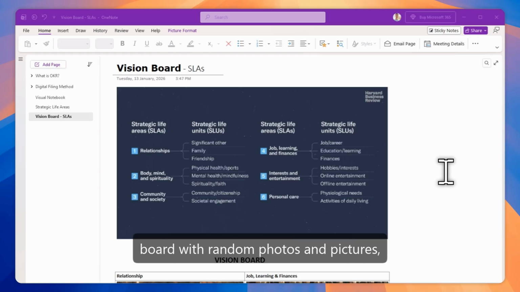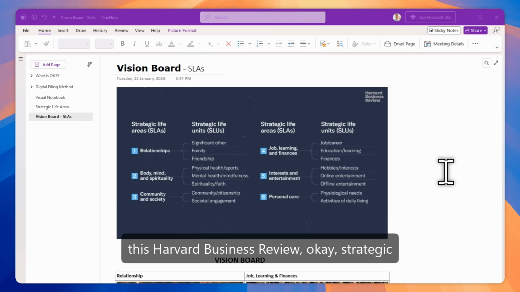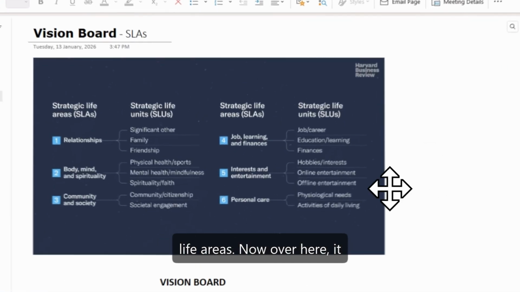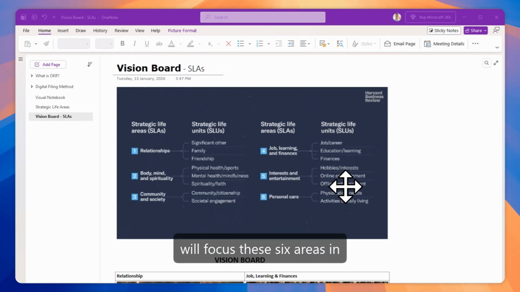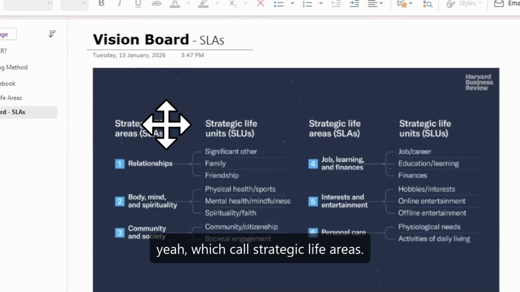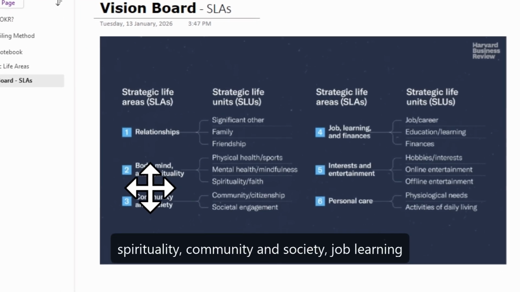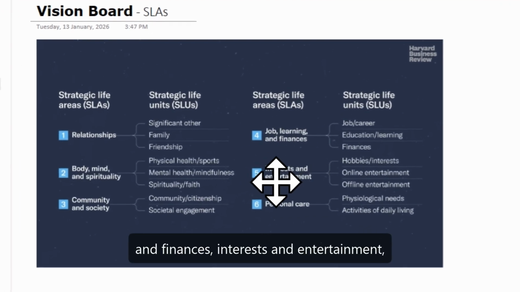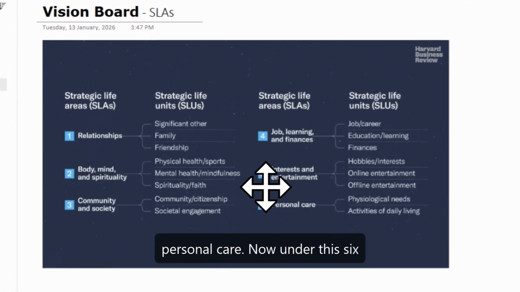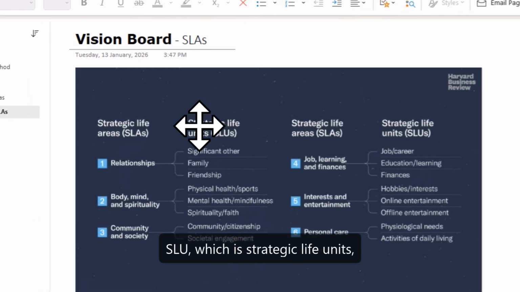Let's dive in. Now, instead of doing a vision board with random photos and pictures, let's take a look at this Harvard Business Review, strategic life areas. It is research done by Harvard that most people focus on these 6 areas in life, which are called strategic life areas. The first one, relationships, body, mind, spirituality, community and society, job, learning, and finances, interest and entertainment, personal care. Now, under these 6 SLA, it can split into multiple SLU, which is strategic life units.